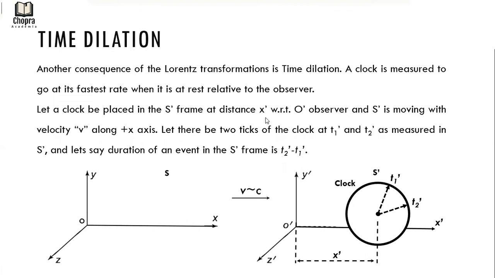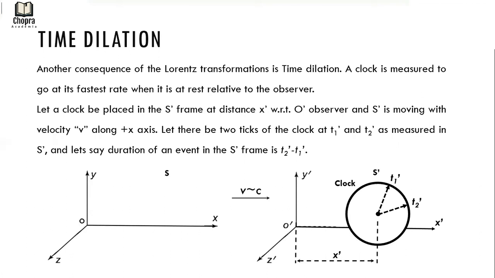So we have placed a clock now in frame S dash and at a distance x dash with respect to observer O dash, and S dash is moving with the constant velocity along plus x axis. Let there be two ticks of the clock T1 dash and T2 dash. So now, in the previous length contraction case we considered the length of the rod, so two measurement points x1 dash and x2 dash were considered.